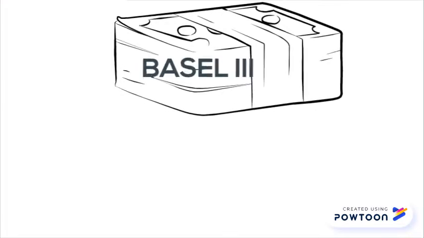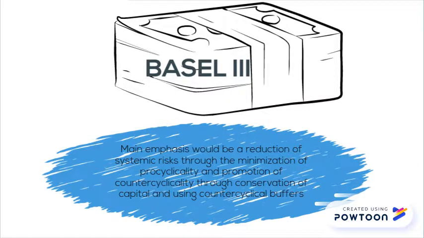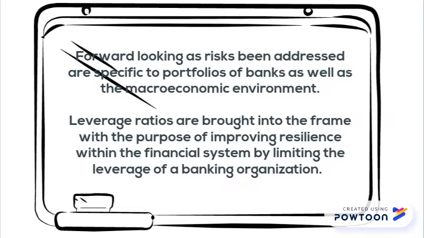Basel III, which was implemented around July of 2013, has as its main emphasis a reduction of systemic risks through the minimization of pro-cyclicality and promotion of counter-cyclicality through conservation of capital and using counter-cyclical buffers. The advantage of Basel III is that it's forward-looking as risks being addressed are specific to portfolios of banks as well as the macroeconomic environment.